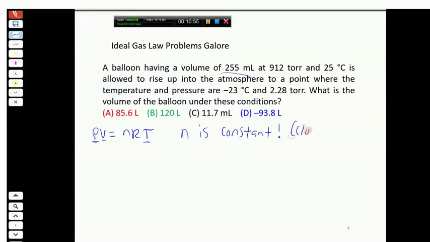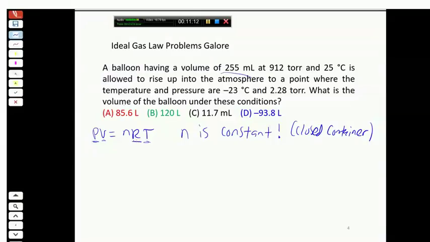We have a closed container of gas, so we're not changing the amount of gas that's present during this experiment. Anytime you see the words closed container, or you can presume that it is a closed container from the problem, you know that the number of moles of gas is not changing. So that's one of our constants in this situation. And then the other thing that's always constant is the ideal gas constant R.